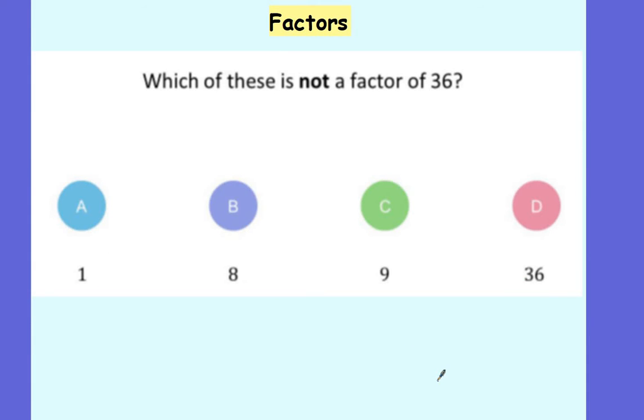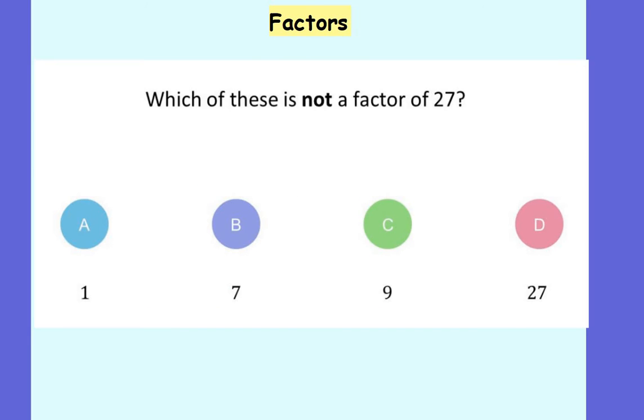Okay, which of these is not a factor of 36? Have a little think. If you had cards up in 3, 2, 1, which of these is not a factor of 36? Well, 36 times 1 would give me 36. I could do 9 times 4, so 9 is a factor, so B is the answer I was looking for. 8 is not a factor of 36. We cannot multiply 8 by a whole number to give 36.